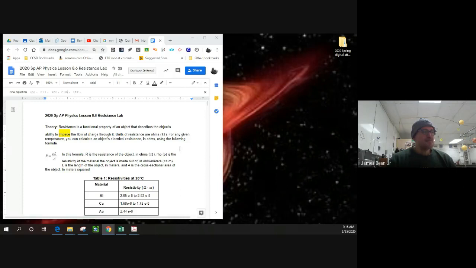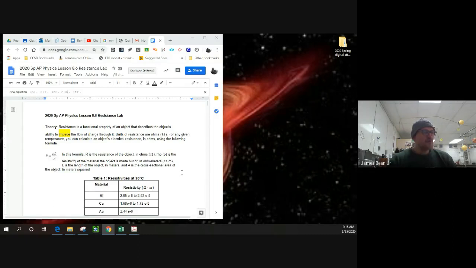For any given temperature, you can calculate an object's electrical resistance in ohms by using the formula R, which is resistance, and this funky looking P here is called resistivity. It's called rho. L is the length of a wire, and A is the cross-sectional area of the wire. So we have like a wire, like let's say this is a wire right here. We have the length of the wire, the type of wire it is, and also this cross-sectional area as well. So all this plays a role in the resistance or resistivity of an object.